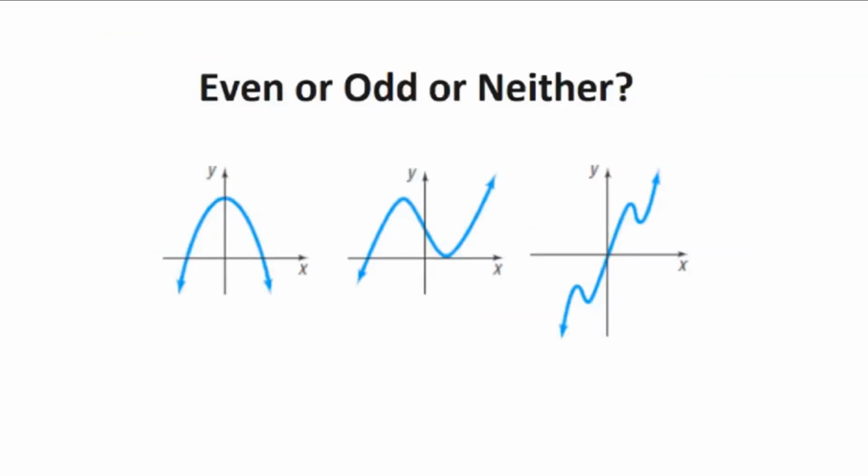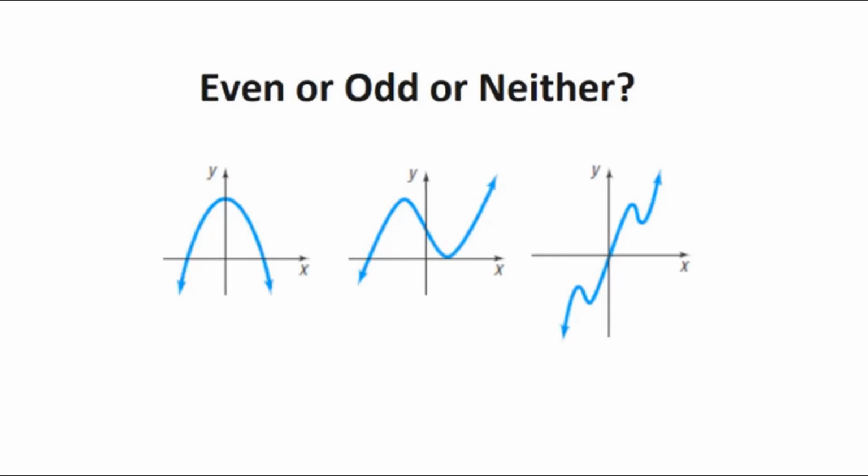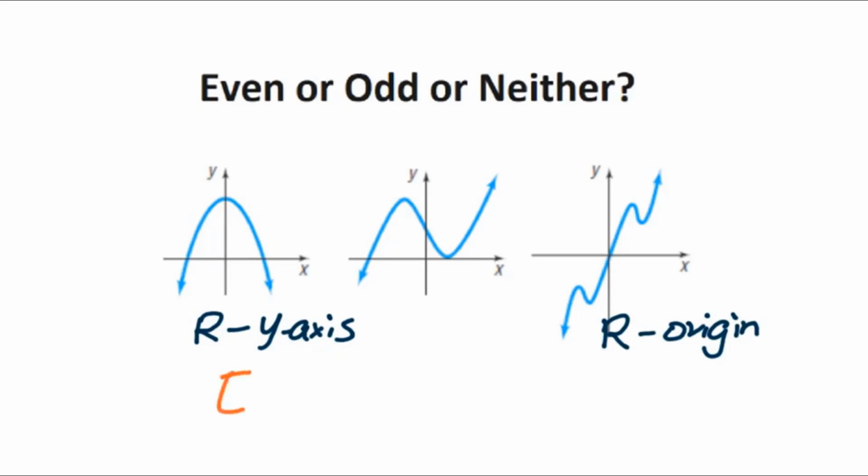Now you are given 3 graphs. You can check which one is even or odd or neither. We check if the graph reflects across the y-axis. This function reflects across the y-axis. And this function reflects across the origin, or you could say symmetric across the origin. Then this will be an even function, and this is an odd function.